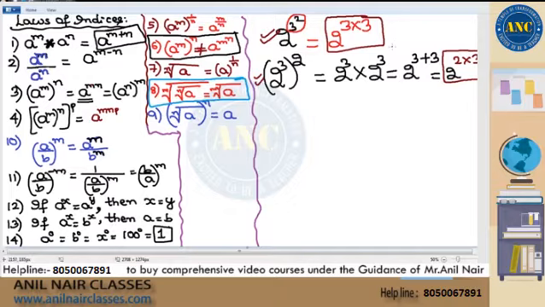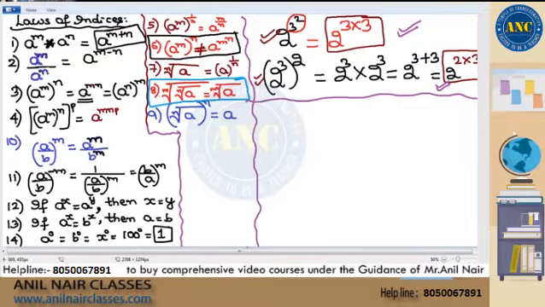I hope the idea is clear. That is what I meant with the sixth key point: (a power m) whole power n is definitely not equal to a power m power n. So it is 2 power 3 into 3 in my first example, and 2 power 2 into 3 in my second example. They are not equal. Idea clear, sir?